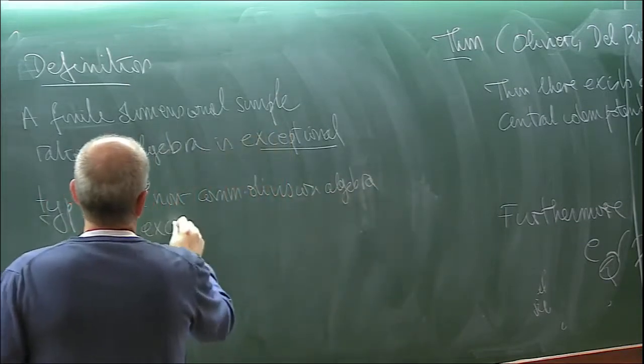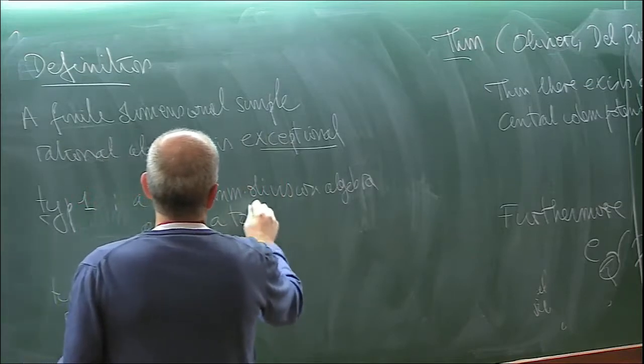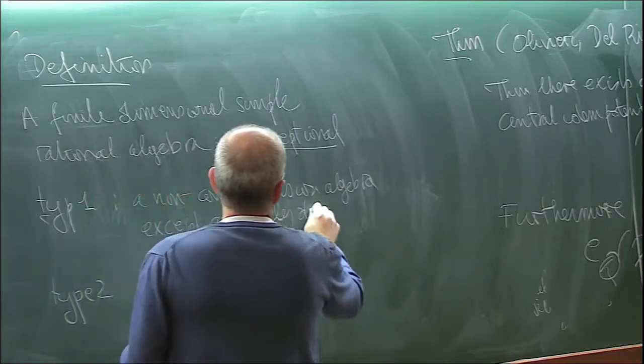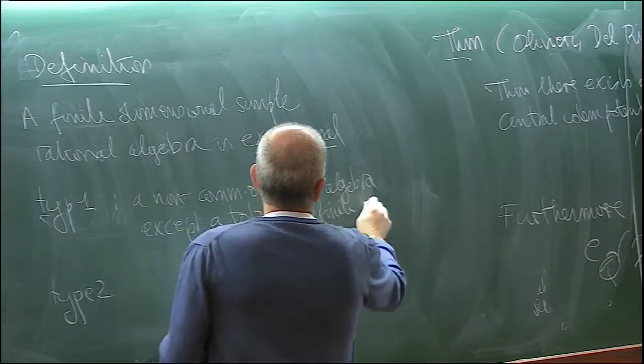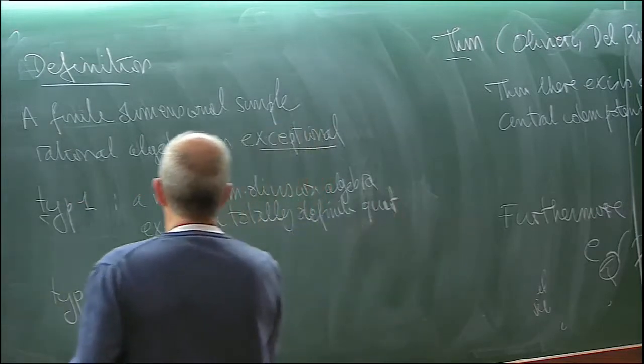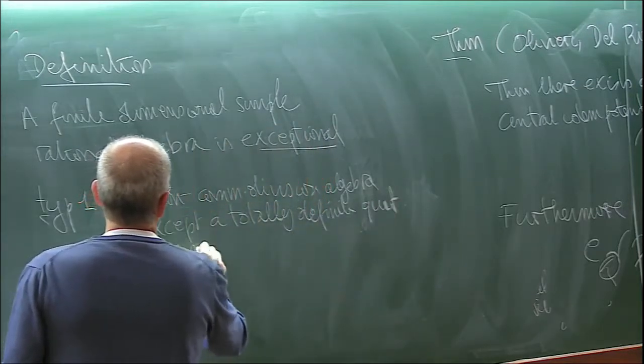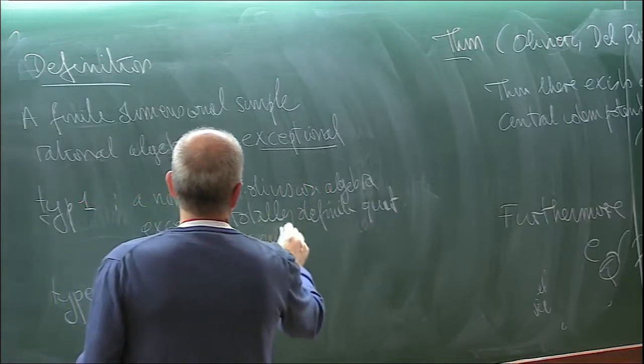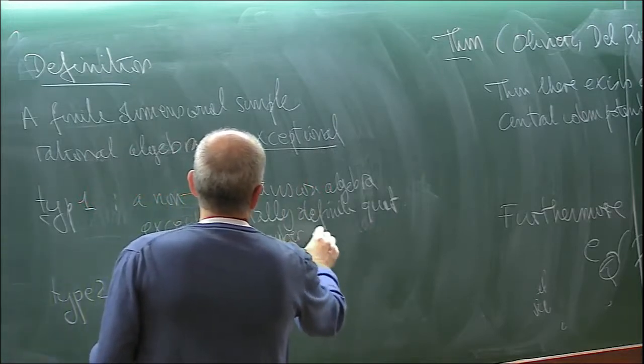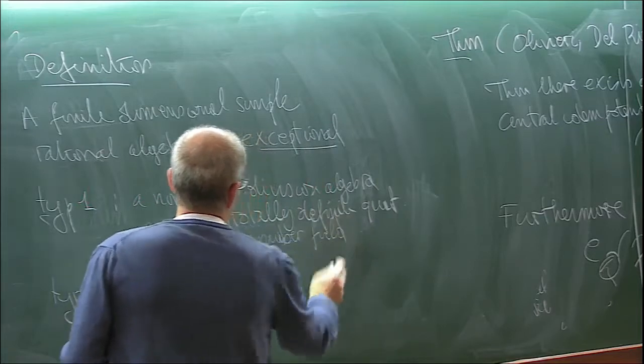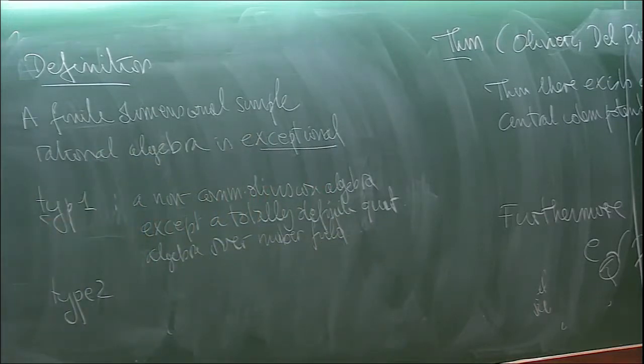Except a totally definite quaternion algebra. I'll do it over a number field because that's all you need. What is a totally definite quaternion algebra? It means that F is a totally real field and A and B are negative. So for example, if F is Q, then A and B should be negative rationals. Okay.